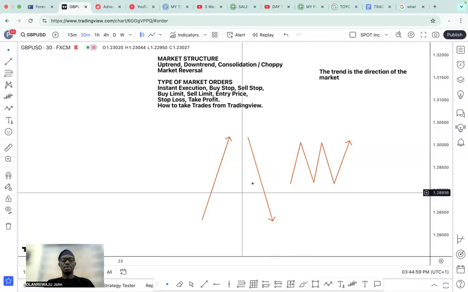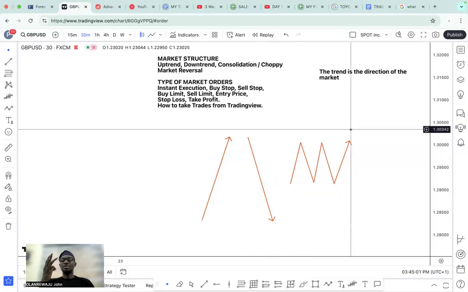Are we together? Now, when it comes to structure, we have three structures in the markets, or three market characteristics: uptrend, downtrend, and then consolidation or choppy markets. Uptrend, what does it mean? Just like the word implies, it means that over a period of time, it is observed that the market is moving higher.